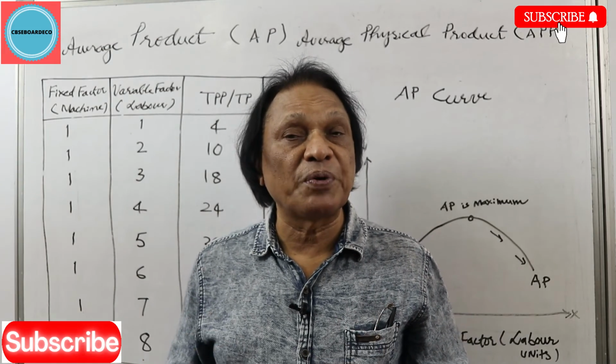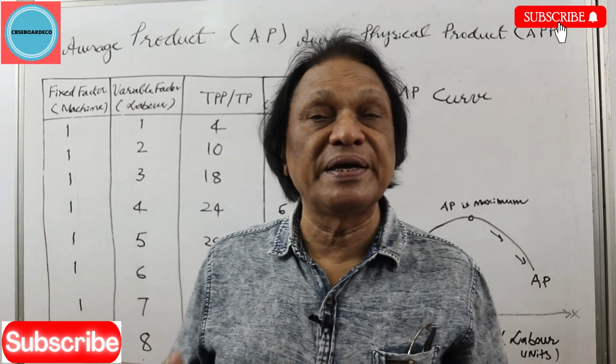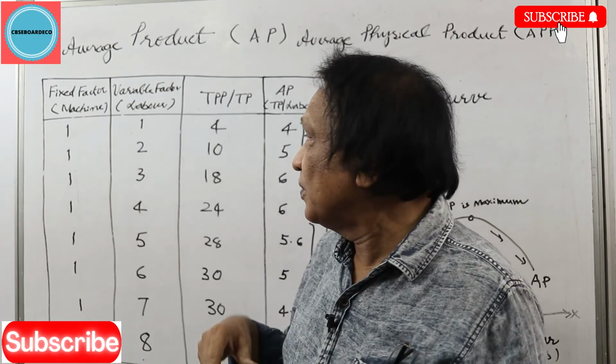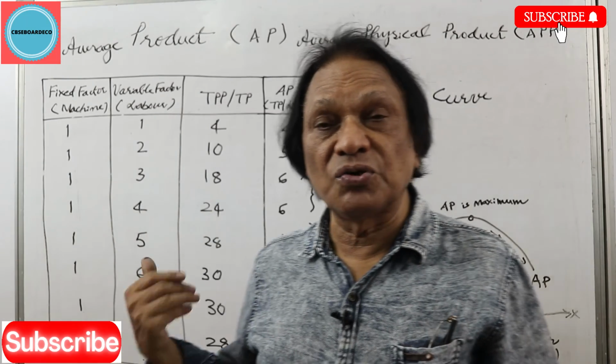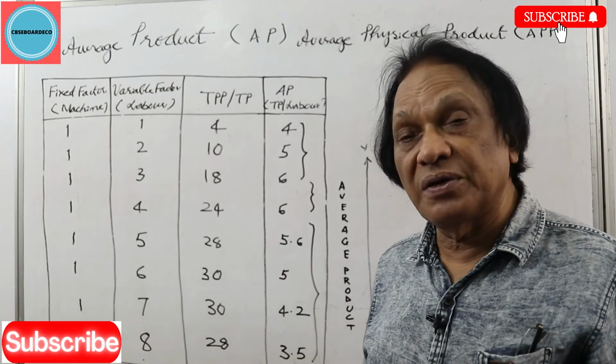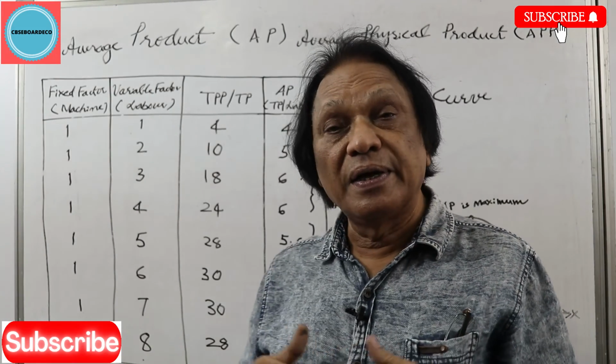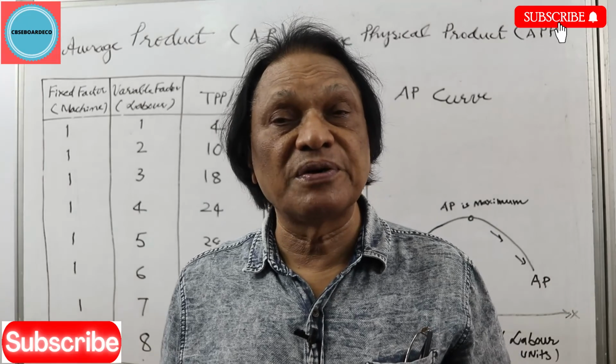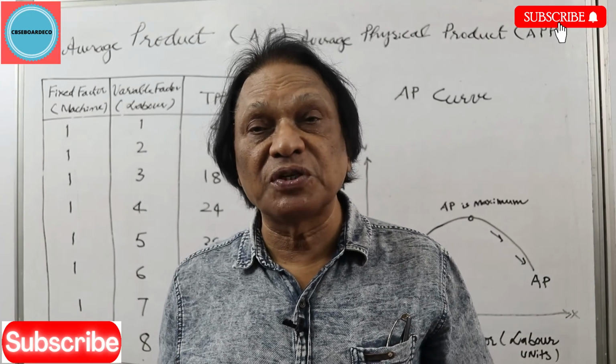You remember the total product. From total product it's easy to get average product. Total product is 4, 10, 18, 24, 28, 30, 30 and 28, and you get perfect average product figures and average product curve. That's all we have time for in this video.